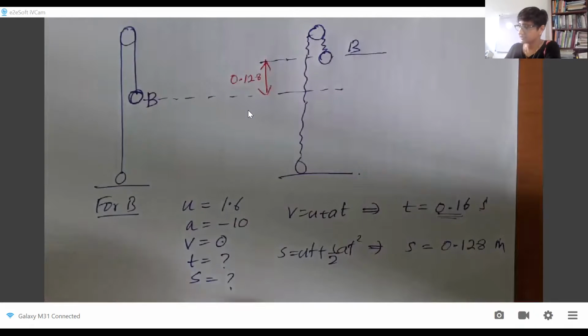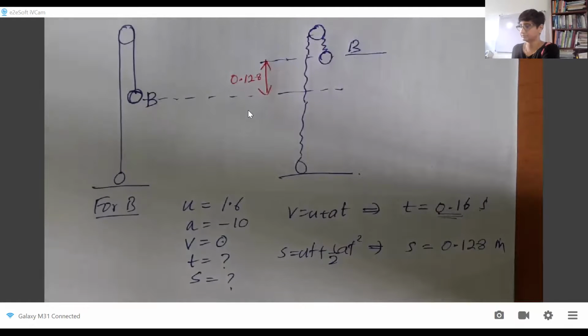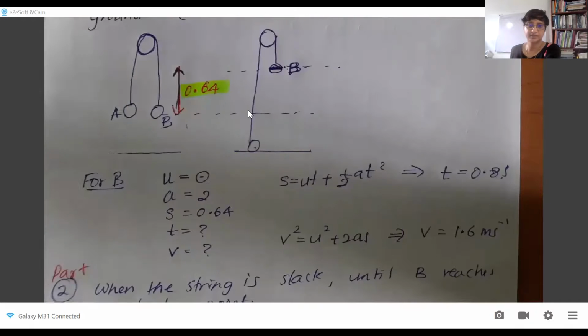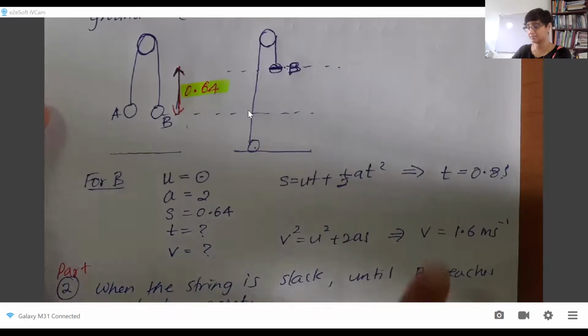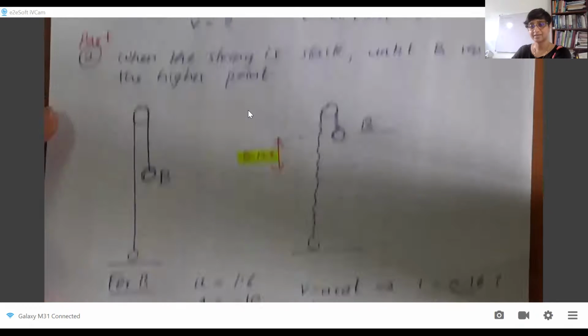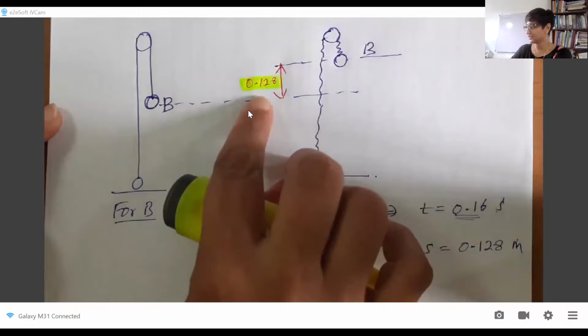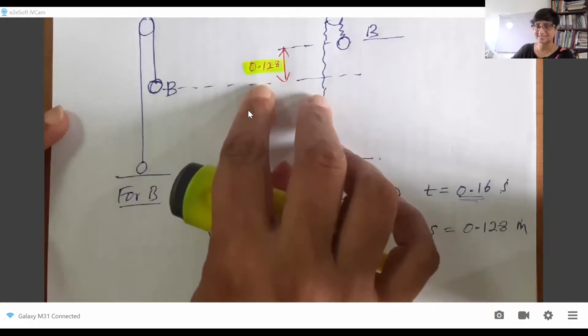Okay, so earlier, 0.64. I'm sorry, I'm just waiting till this catches up with my movements. Okay, in the first part, it had gone 0.64 meters during a time of 0.8 seconds. In the next part, it's moving 0.128 meters up during a time of 0.16 seconds. Still our one second has not completed.